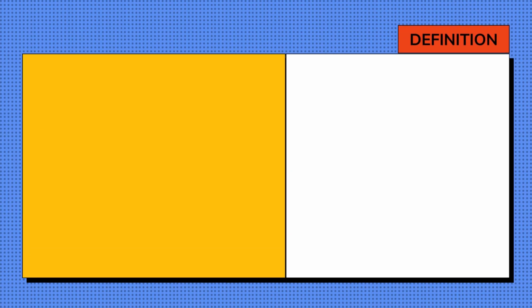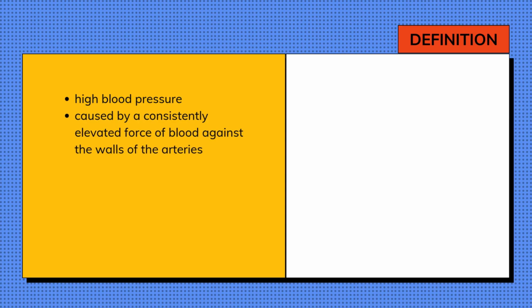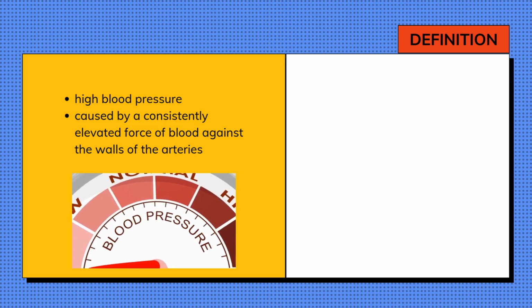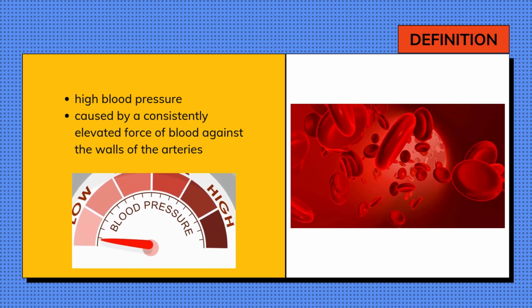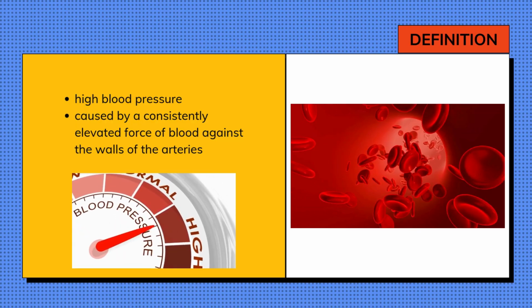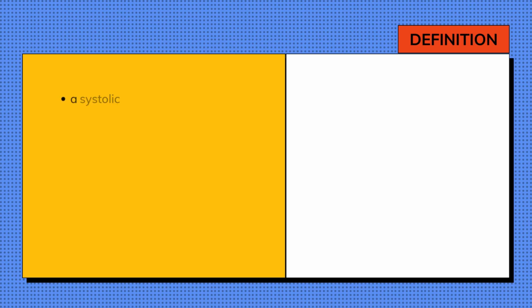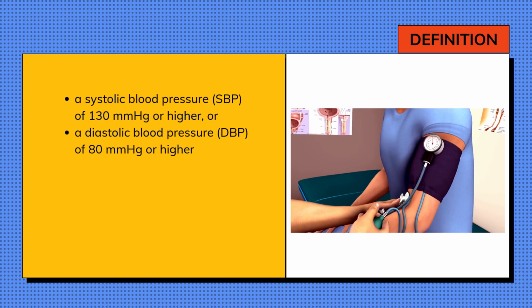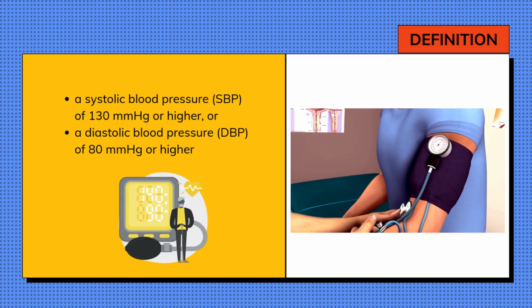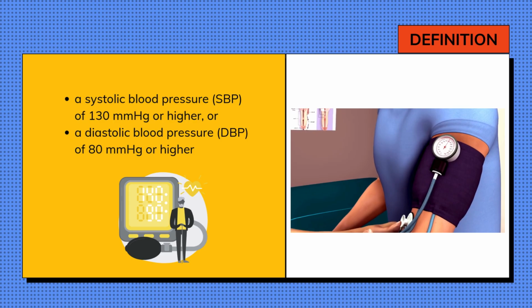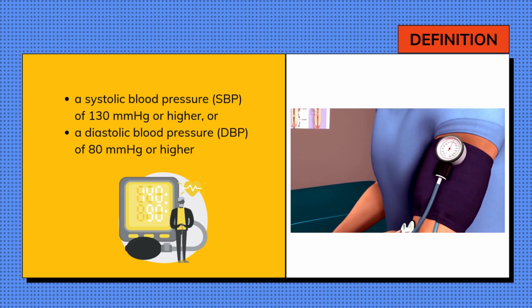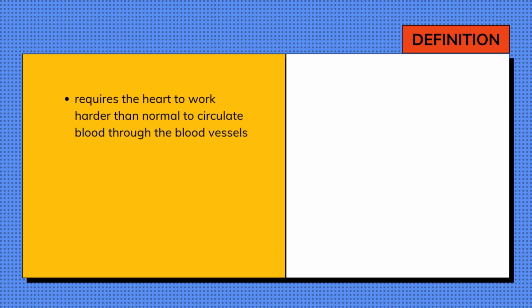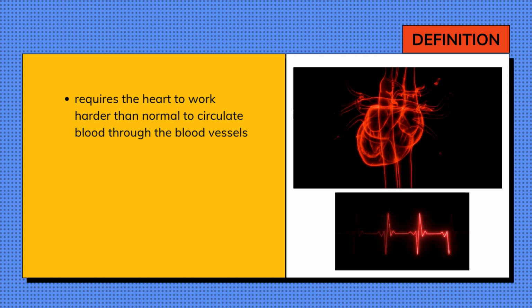What is hypertension? Hypertension, commonly known as high blood pressure, is a medical condition characterized by a consistently elevated flow of blood against the walls of the arteries. It is typically defined as having a systolic blood pressure of 130 mm mercury or higher, or a diastolic blood pressure of 80 mm mercury or higher. This condition requires the heart to work harder than normal to circulate blood through the blood vessels.